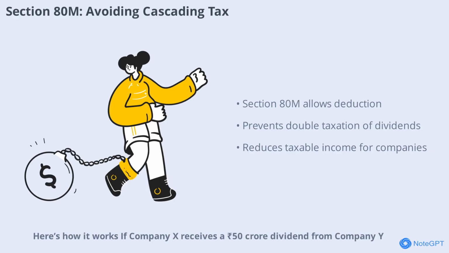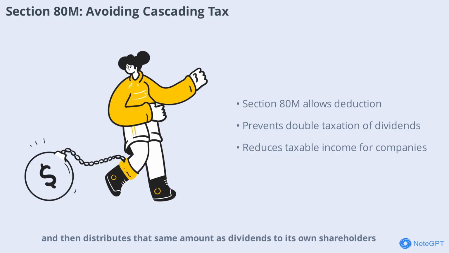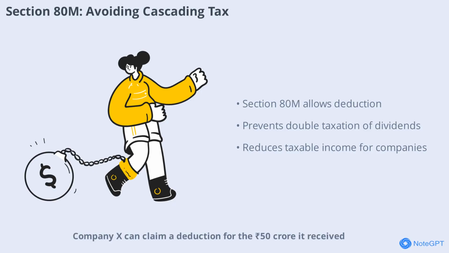If Company X receives a 50 crore dividend from Company Y and then distributes that same amount as dividends to its own shareholders, Company X can claim a deduction for the 50 crore it received. This means Company X's taxable income is reduced by the dividend amount, effectively avoiding double taxation on the same income within the corporate chain. This provision is especially important for holding companies in large corporate groups, as it ensures that profits are not repeatedly taxed as they move through different entities.